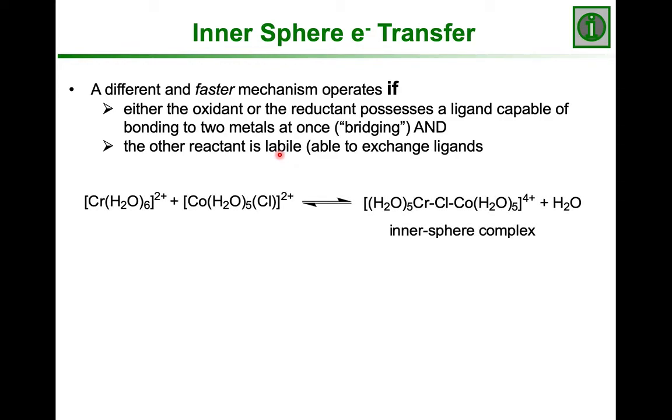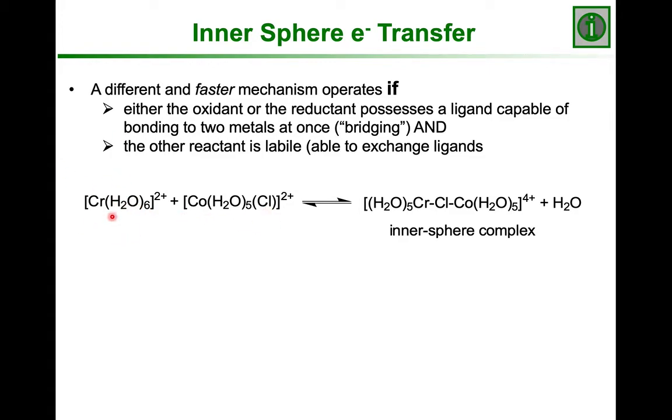So here's the classic reaction for this. We have chromium 2 hexaaqua complex. We have this cobalt 3 complex, which has 5 waters and 1 chloride. Well, the chloride is using just one of its lone pairs to bond to cobalt, so it has available 3 other lone pairs that could bridge to a second metal center.